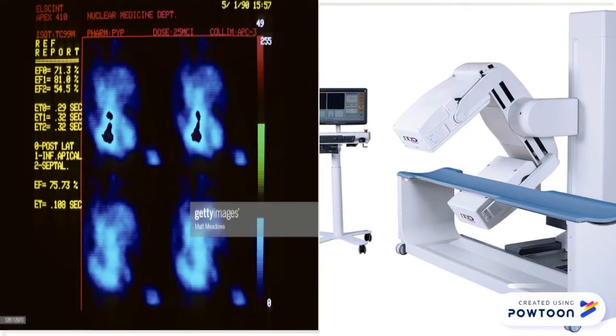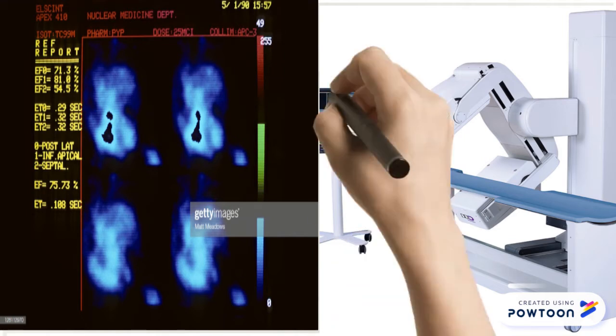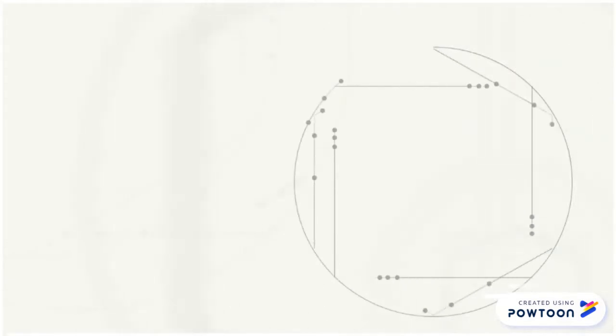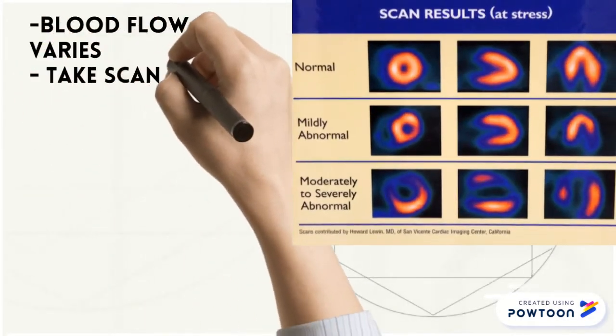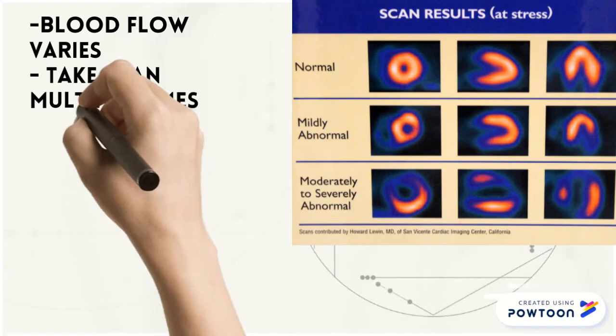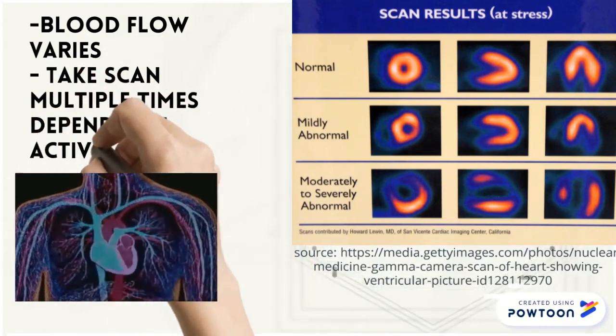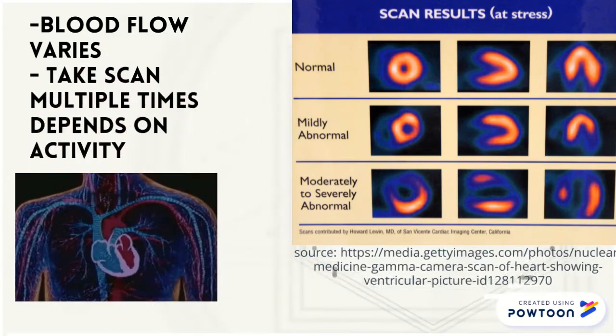For the gamma camera to detect the blood flow, the patient is injected with a radiotracer, which is picked up as it travels through the heart. As the movement of blood through the heart varies throughout the day based on the movement of the patient, a scan is taken once at rest and again after the patient has undergone physical activity.